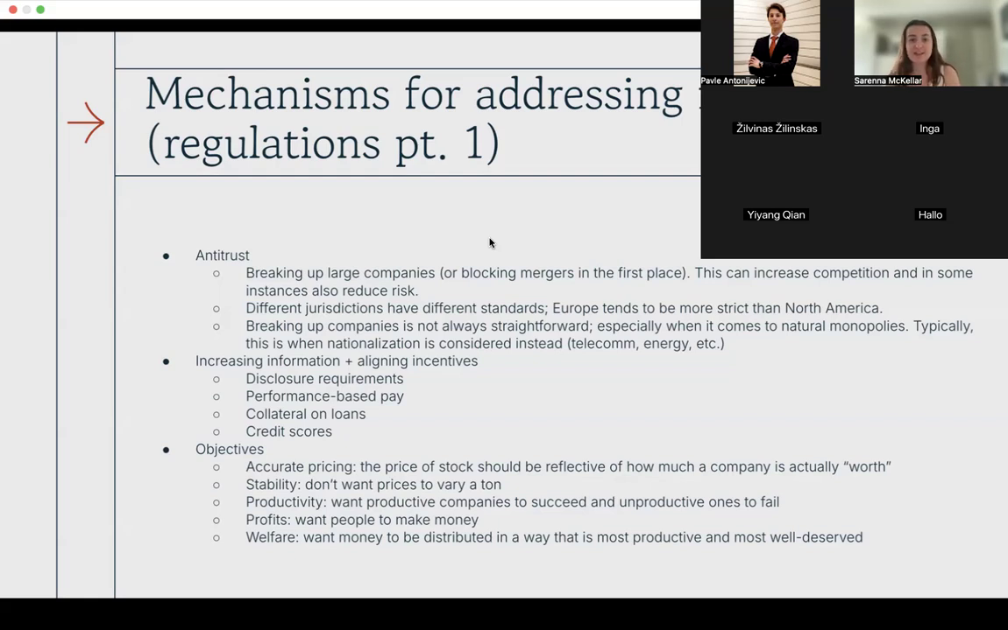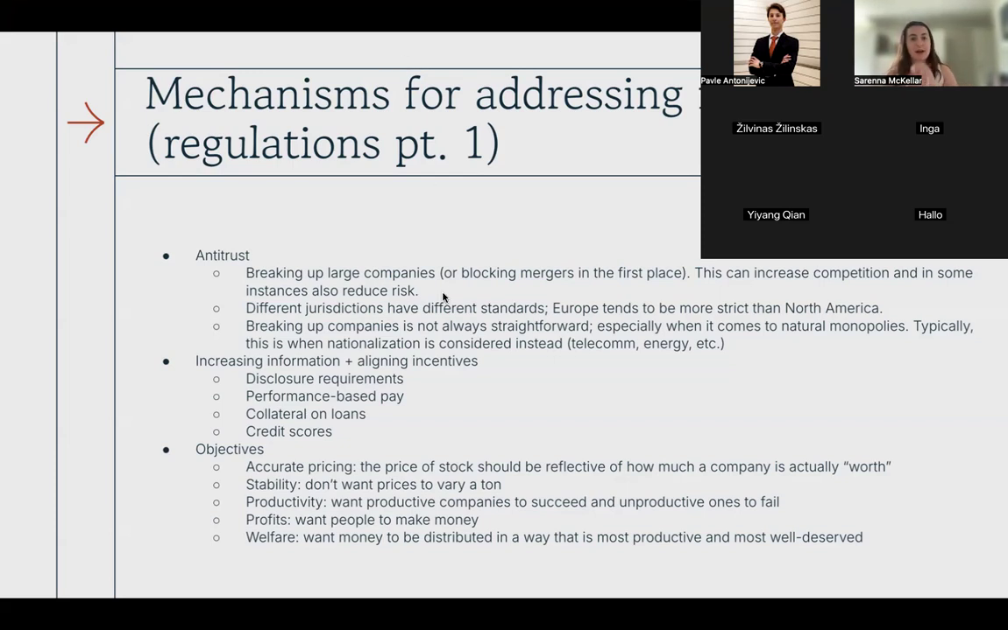Different jurisdictions have different standards. To my understanding, North America, especially Canada, is quite relaxed on antitrust, and there's a very high bar that has to be met. Whereas Europe uses a little bit of a lower bar for when they decide to follow through on antitrust proceedings. And breaking up companies is not always straightforward, especially when it comes to what's called a natural monopoly.